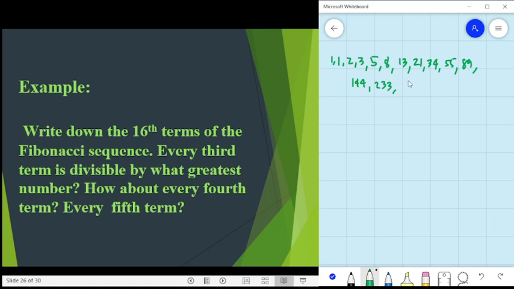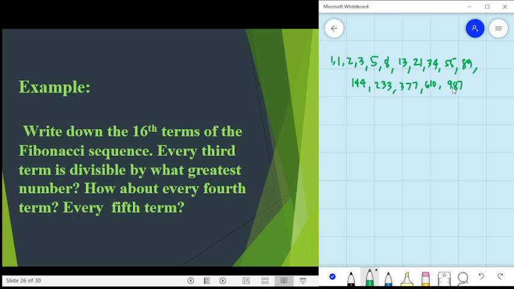Then 233 plus 144 is 377. 233 plus 377 is 610. 610 plus 377 is 987. Is that right for the 16th? 1, 2, 3, 4, 5, 6, 7, 8, 9, 10, 11, 12, 13, 14, 15, 16.